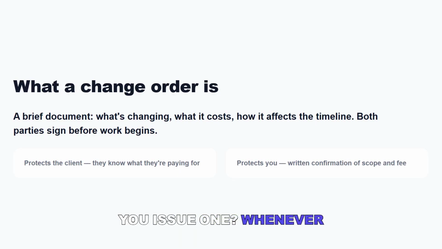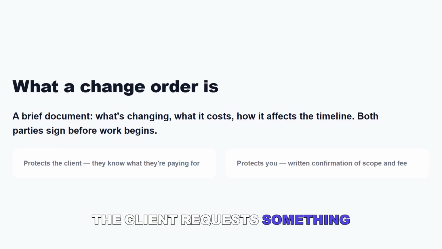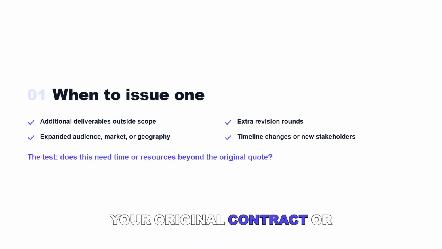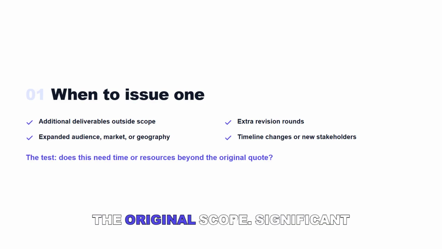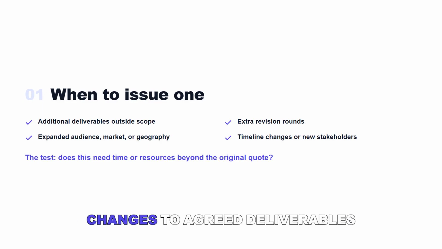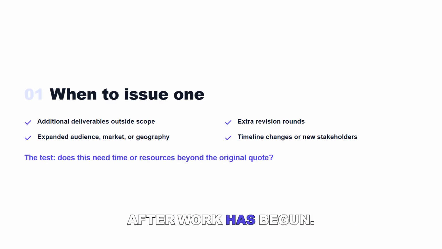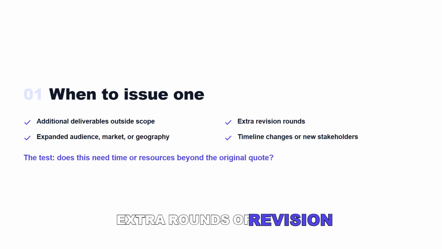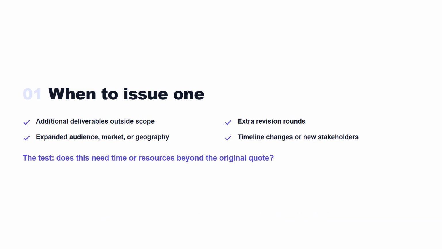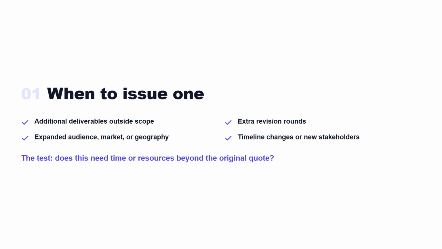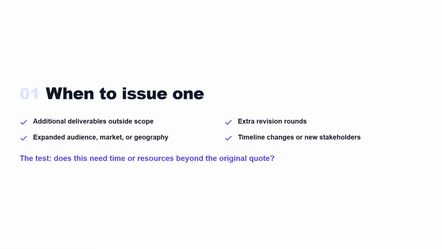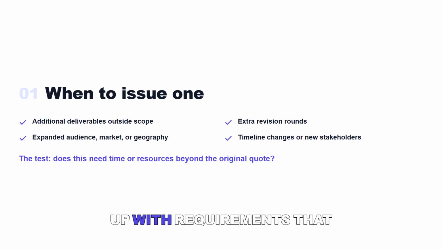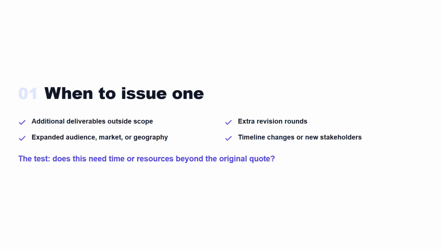When should you issue one? Whenever the client requests something outside the scope in your original contract or quote. Common triggers: additional deliverables that weren't in the original scope. Significant changes to agreed deliverables after work has begun. Extra rounds of revision beyond the number you agreed. Expanding the target audience, market, or geography. Timeline changes that force you to reschedule or work outside normal hours. Or new stakeholders showing up with requirements that differ from the original brief.